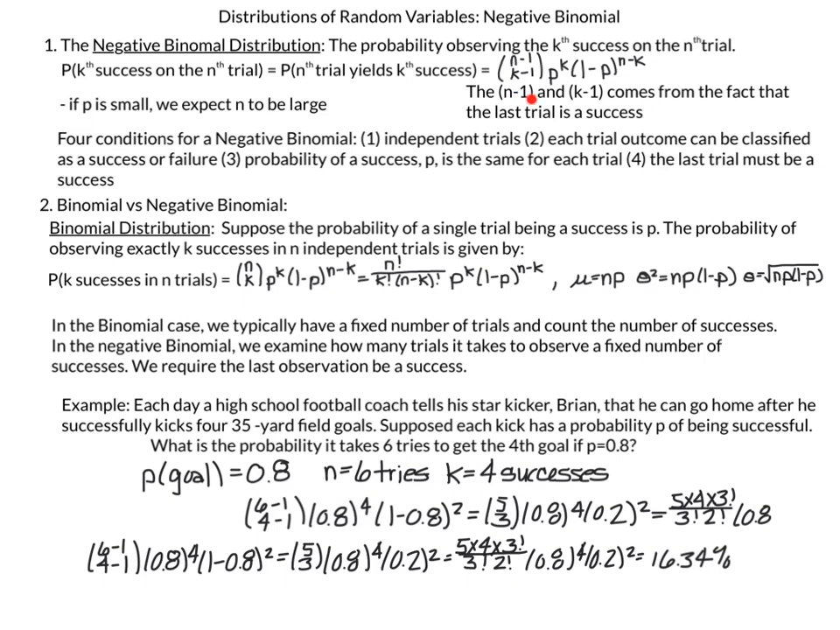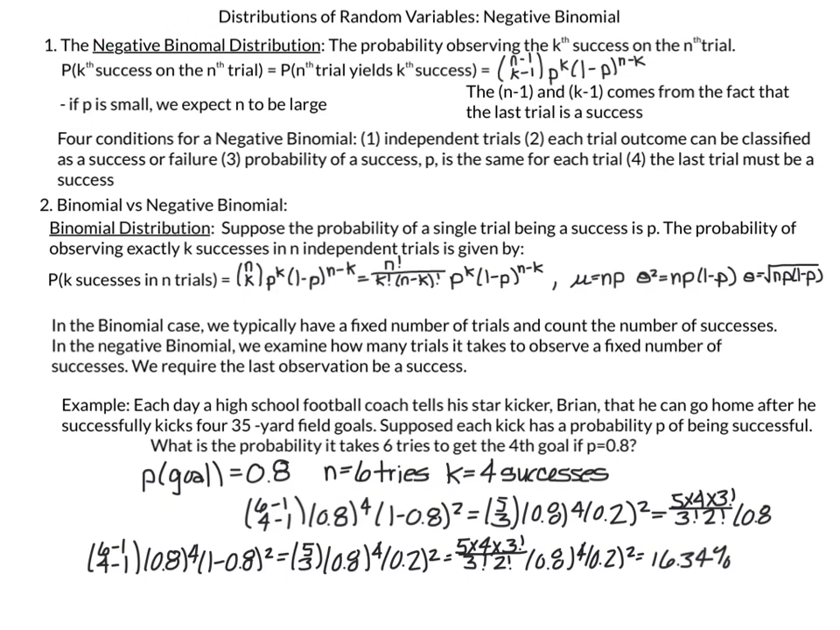And last, the n minus k and the k minus 1 come from the fact that the last trial is a success. Again, we'll look at this closer in the main part of our video. There are 4 conditions for a negative binomial. First, the trials must be independent. Each trial outcome must be classified as a success or failure. The probability of success p is the same for each trial. In other words, these 3 conditions make it a Bernoulli trial. And finally, the last trial must be a success.